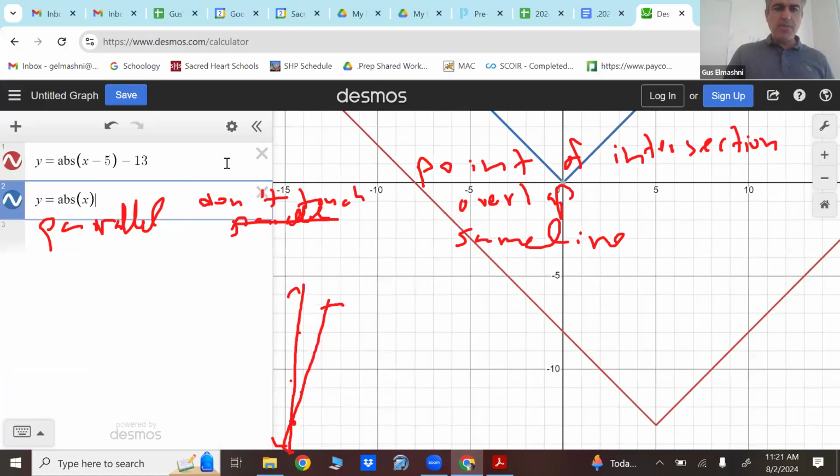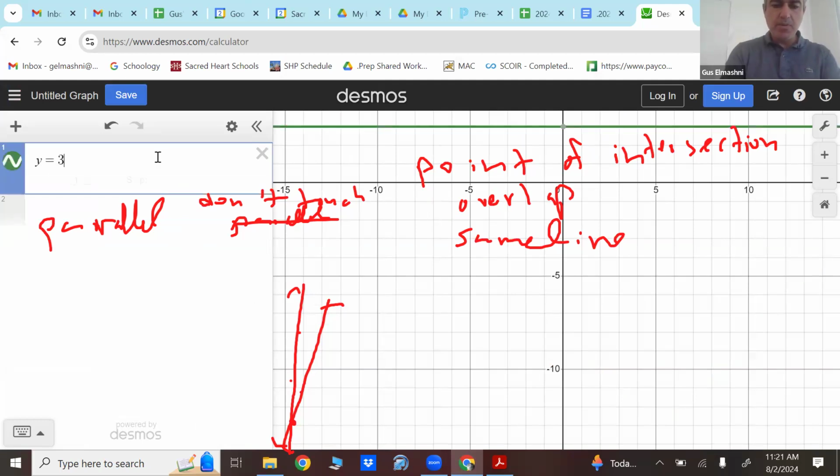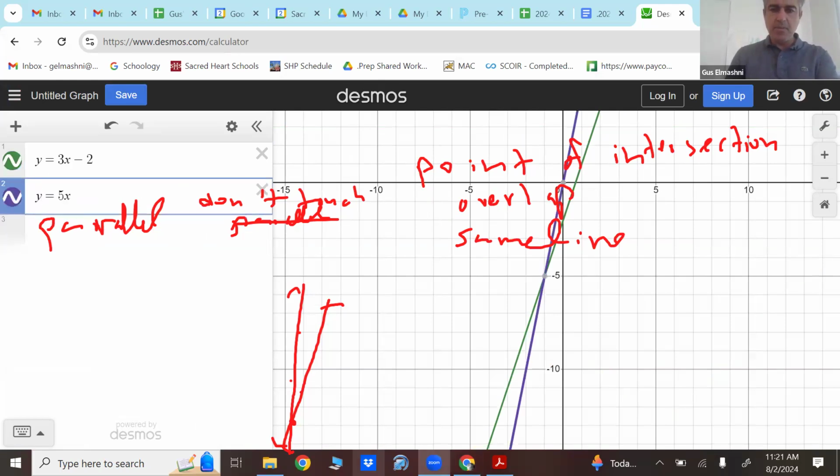So I'll go with y equals 3x minus 2, and y equals 5x, and what was it again? Plus 2. And that's where they intersect, at (-2, -8). So that's going to be a common point between the two. (-2, -8). Okay.